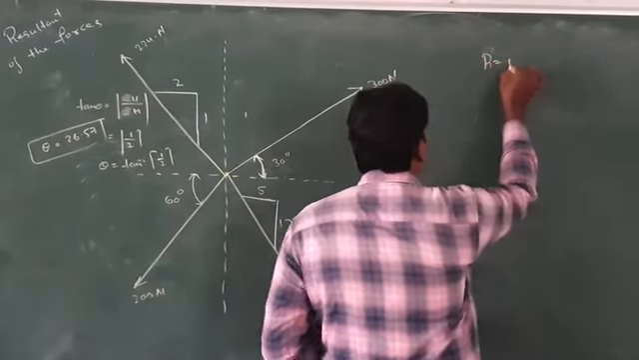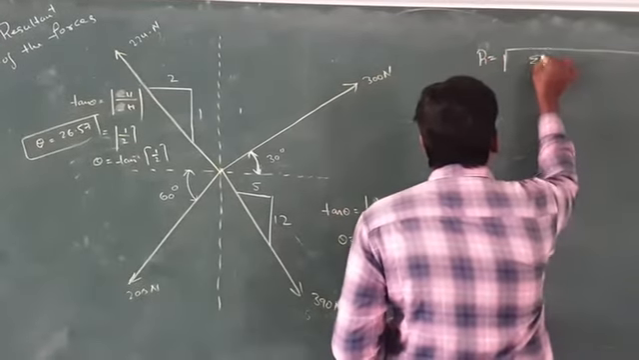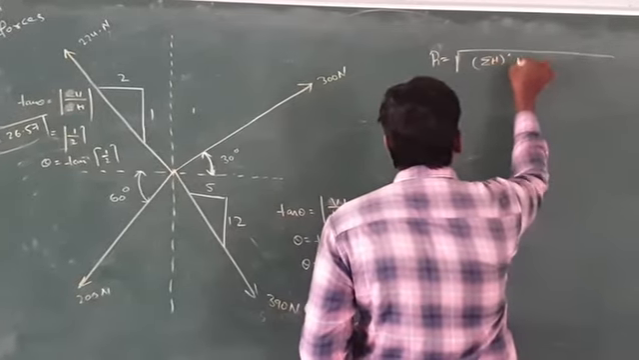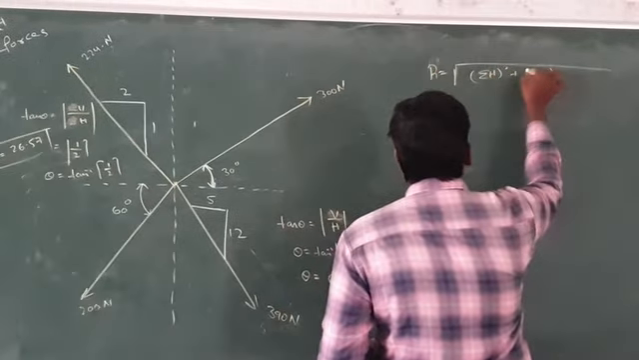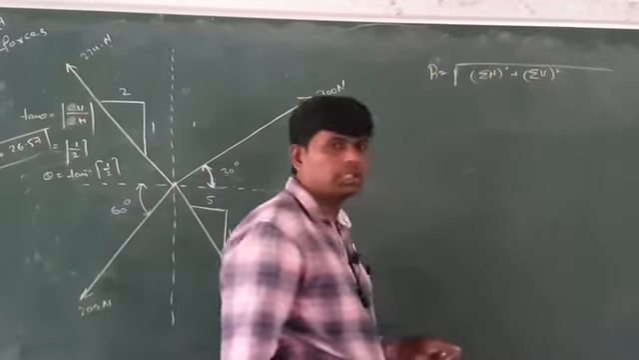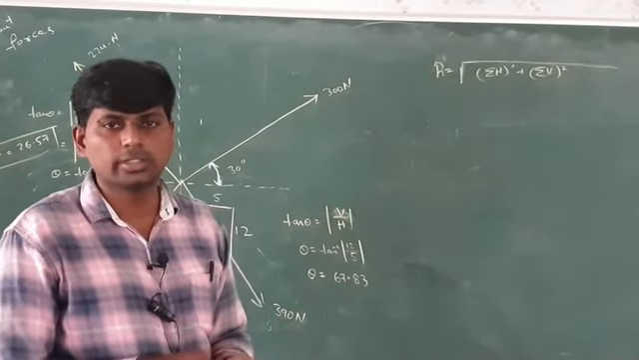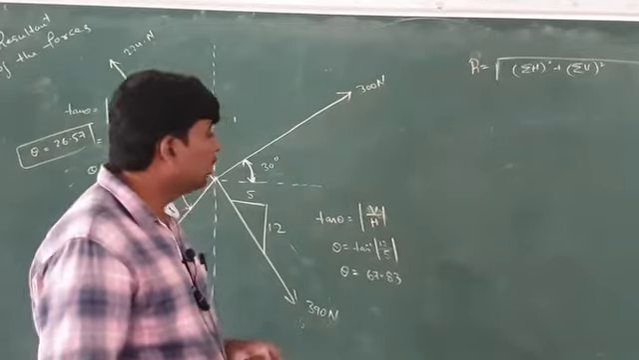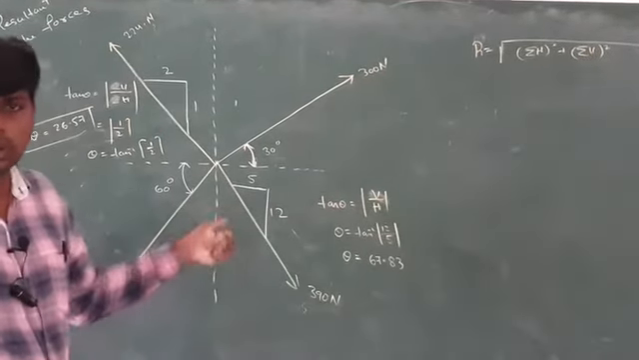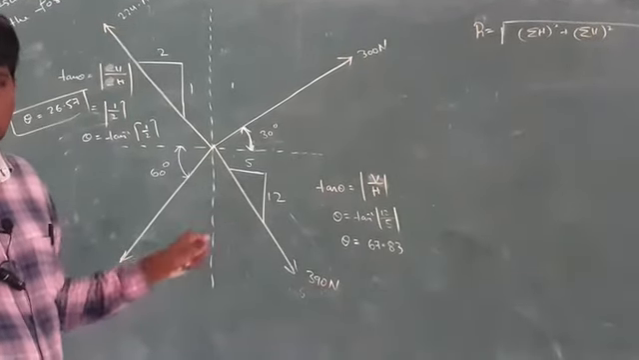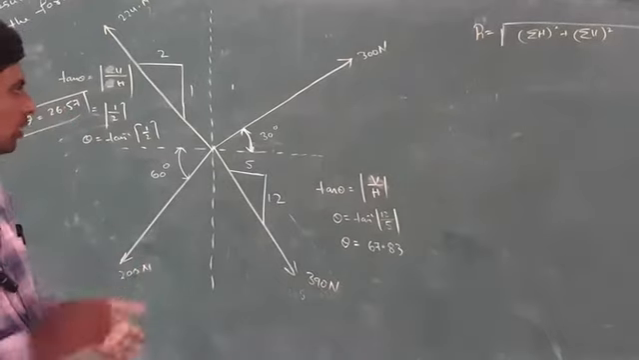R is equal to the square root of the sum of horizontal forces squared plus the sum of vertical forces squared. This is the resolution. Before that, what you have to do is divide each force into its horizontal and vertical components.